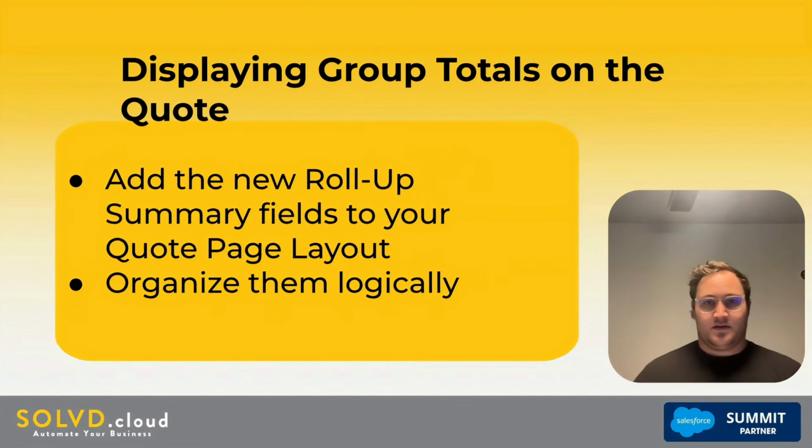Next up, we need to make these group totals visible. Right now, in Revenue Cloud's current state, we are currently limited on fields that we can add to each quote line group's header. We will simply add these roll-up summary fields to our quote page layout. We can organize them in separate sections to provide a clear subtotal for each category.